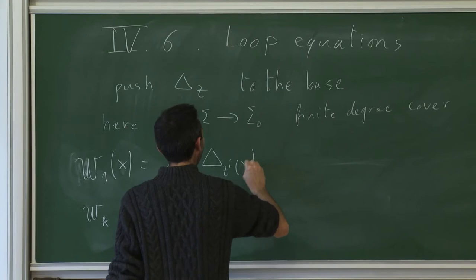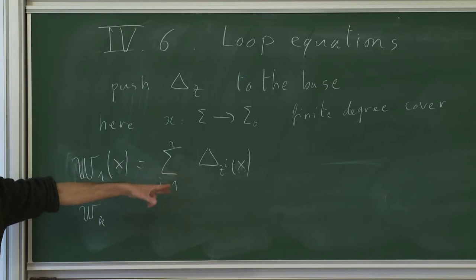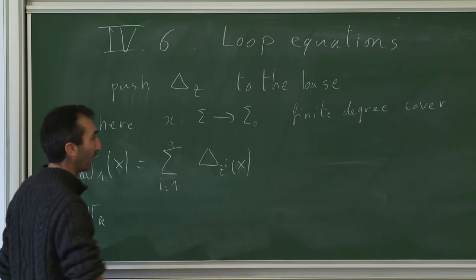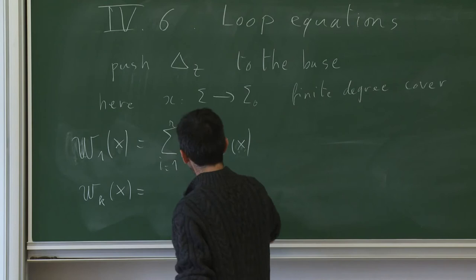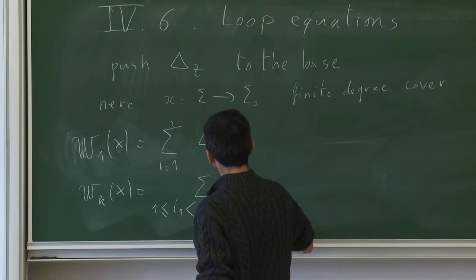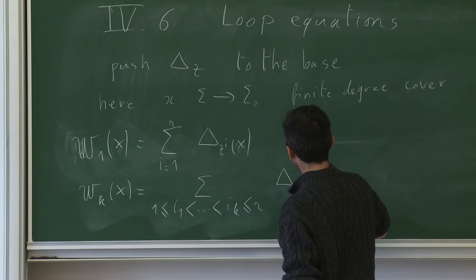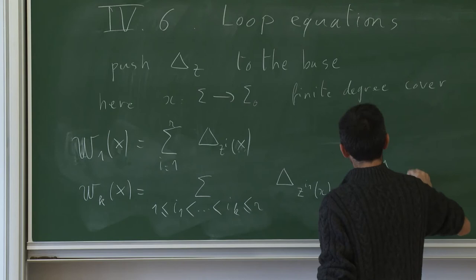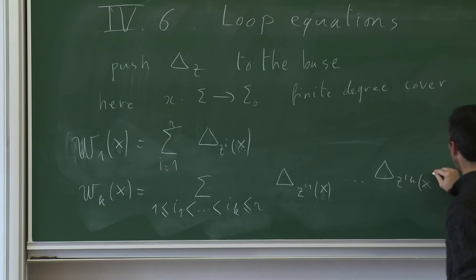In fact, the way you label the preimages doesn't matter because we are going to take only symmetric combinations. This can be written without choosing a labeling. Wk of x will be, by definition, the sum over i1 of the product of delta z i1 of x. This is a straight x. So this is this operator.